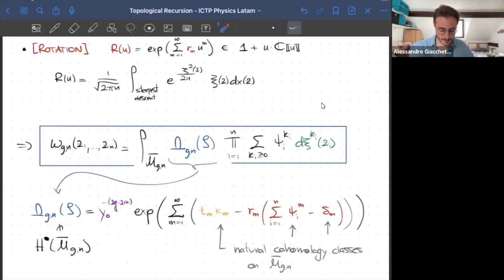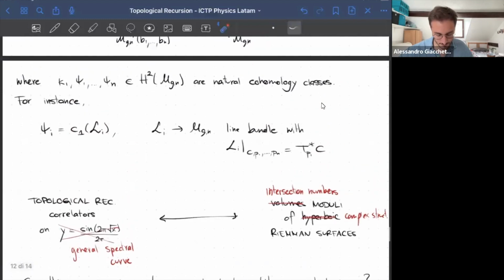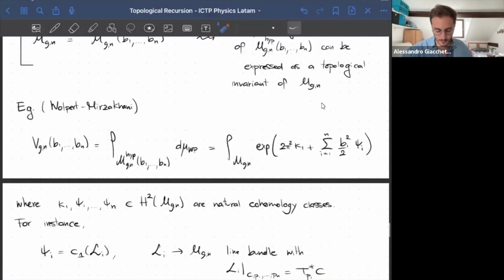And this, in some sense, generalizes this JT case, right? This Weil-Petersson case. Well, after taking Laplace transform on both sides, you will have something computed by topological recursion here, and a certain combination of cohomology classes on this other side.